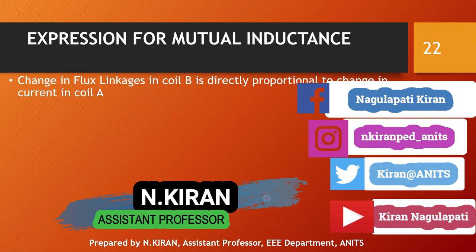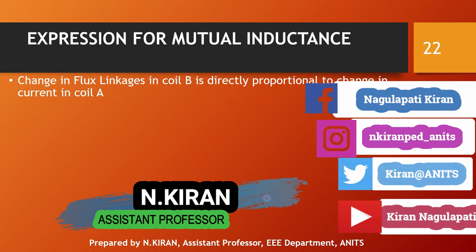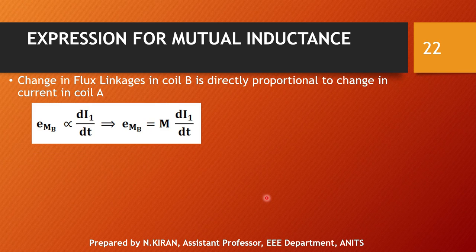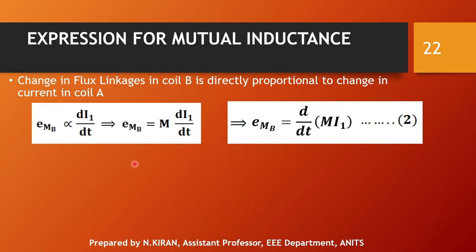As you know, the change in flux linkage is directly proportional to the change in current. So the induced EMF in coil B is directly proportional to the rate of change of current in coil 1. When I remove the proportional symbol, I get a constant, M. So E_MB, the mutually induced EMF in coil B, is M into di1 by dt. This I can rewrite as E_MB is equal to d by dt of M into I1. This I'll consider as the second equation.